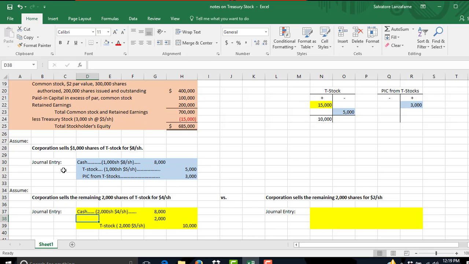The question is, am I allowed to debit PIK for 2,000? If you look at our T account over here, we had a $3,000 credit cushion. So I'm okay debiting the PIK for 2. If this had come out to 4, then the most I'd be able to debit it for would be 3. So I'm okay to debit PIK from T stocks, and that would be the 2,000 shares, at the difference, which is a dollar per share.